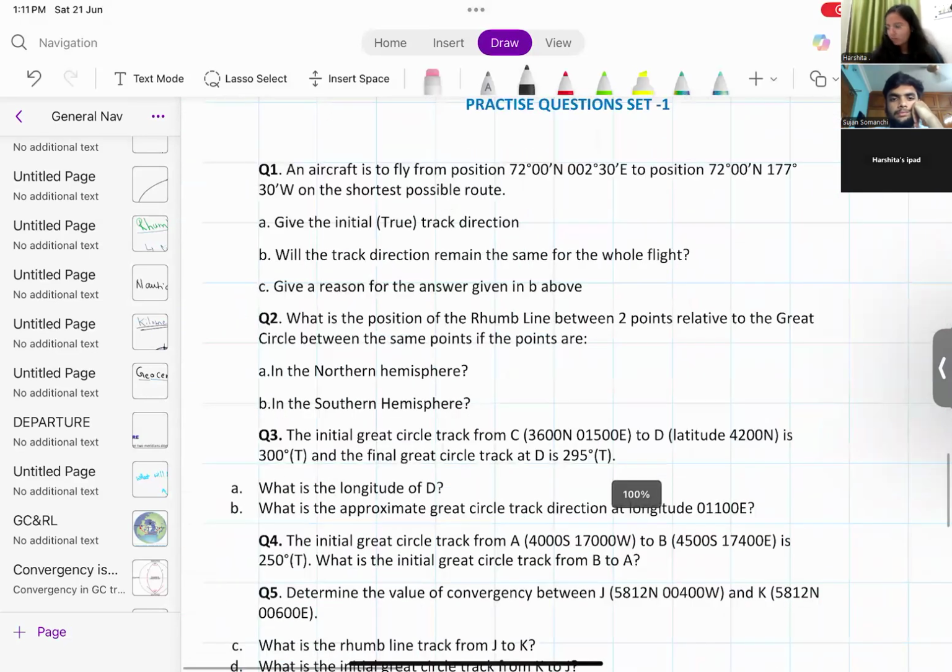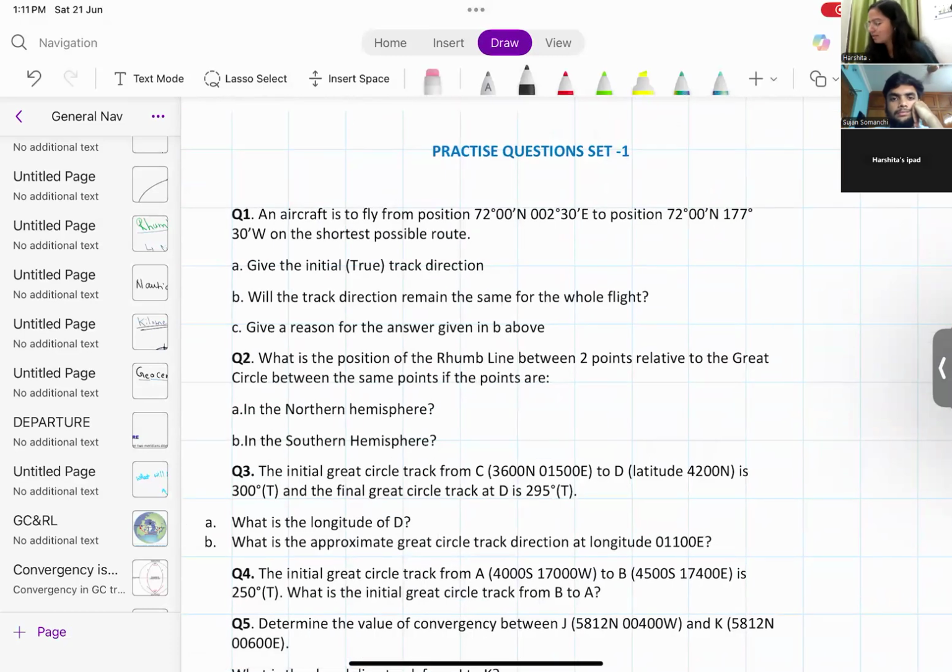These are the questions which you have to practice. But before moving to these questions, we'll solve a few more questions, at least two or three, and then we'll move forward.